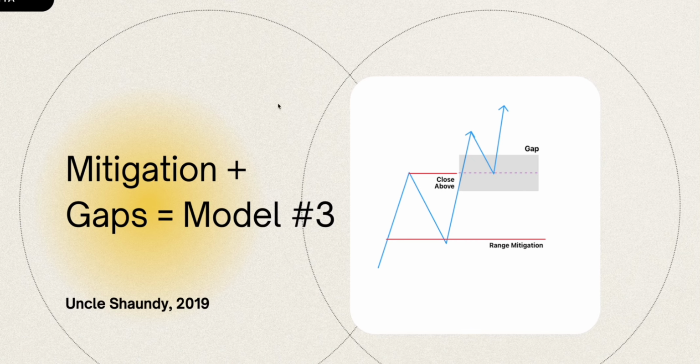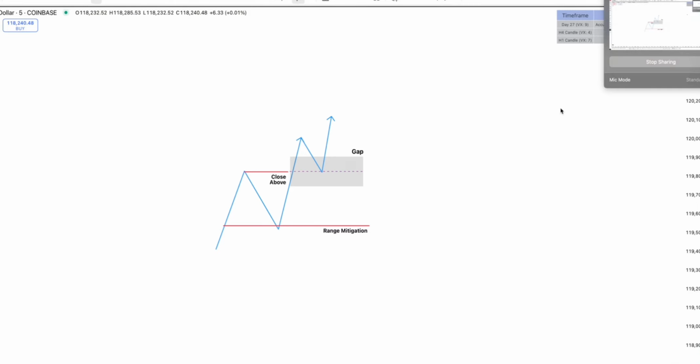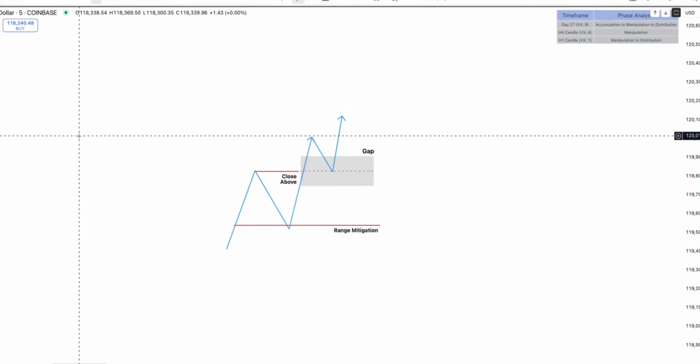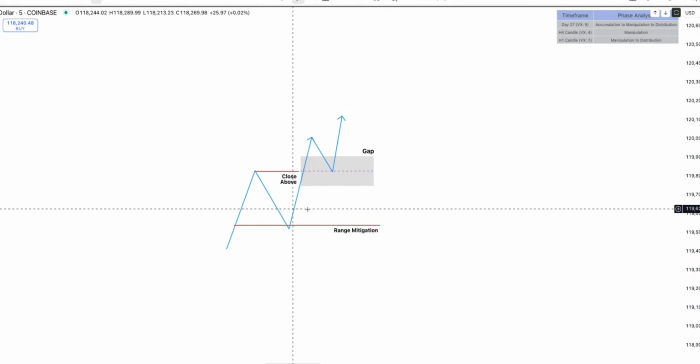Alright, so now what I'll do is I'm going to take you guys to the chart. We're going to be going to the chart, and we will hold it up. I don't know how to use Loom, so I hope you guys can see the chart now. Yes, you can. Okay, so as you can see, this is the model number 3 in terms of a bullish scenario.